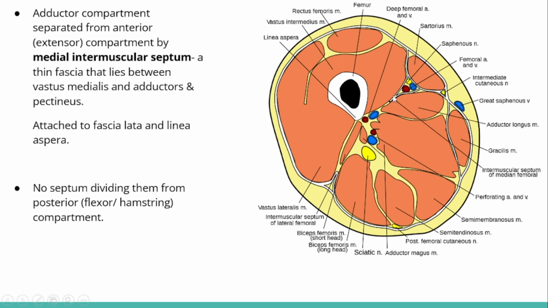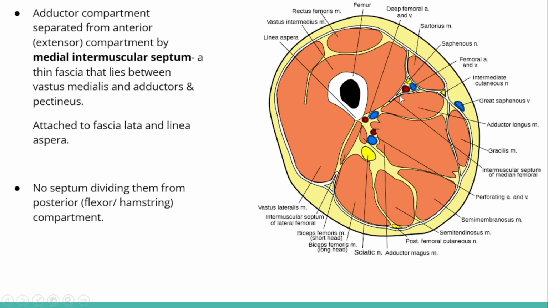You can see the adductor or the medial compartment located in between the anterior compartment and the posterior compartment. The medial compartment is separated from the anterior or extensor compartment by a septum called the medial intermuscular septum. This is the medial intermuscular septum.